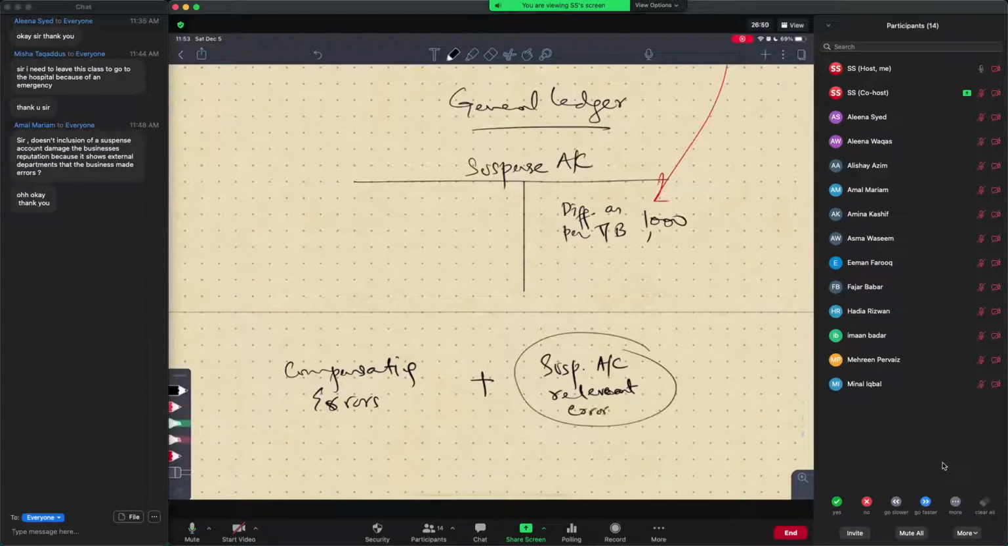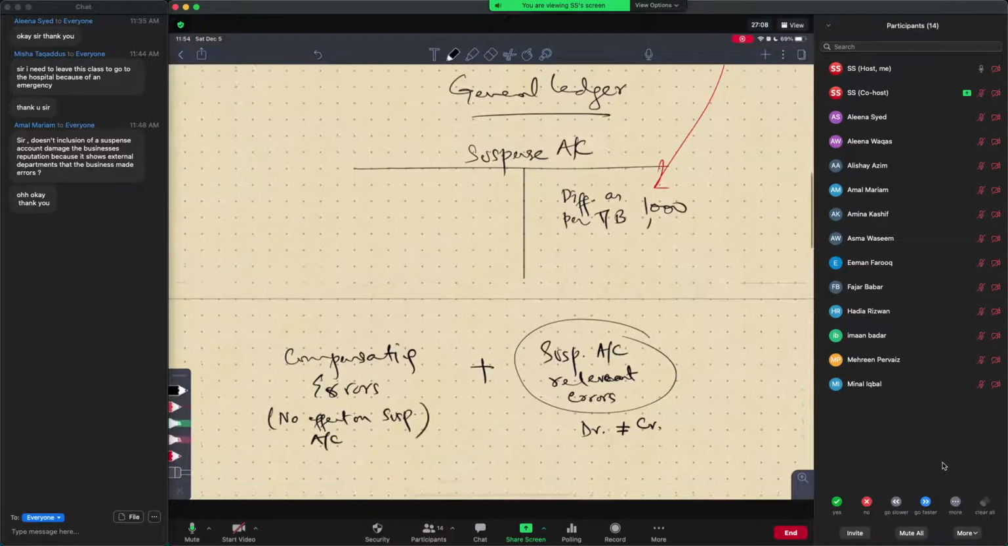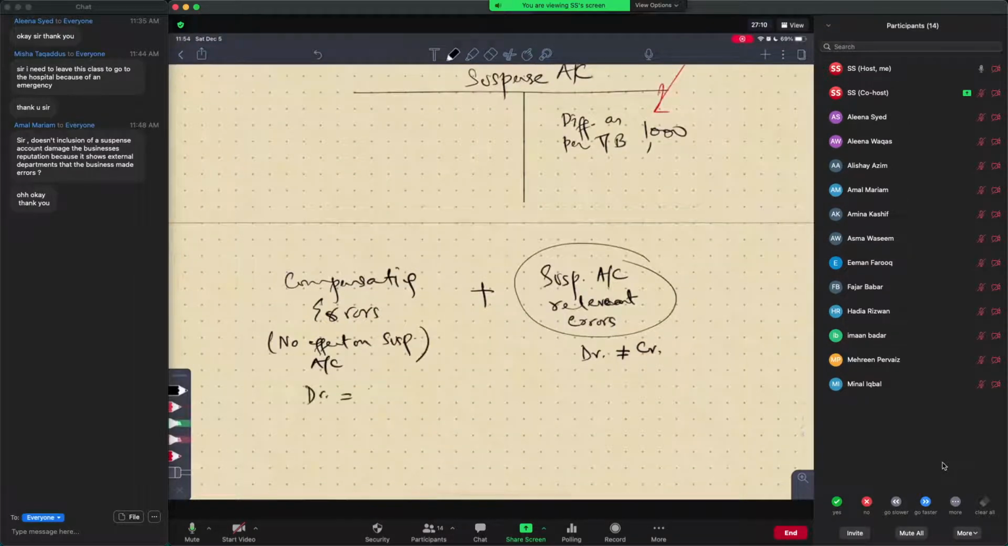एंड सस्पेंस अकाउंट रेलेवेंट एरर्स कौन से हैं? जहाँ पे डेबिट और क्रेडिट वायलेशन हो गई हुई है, जहाँ पे डेबिट एक्सीड कर गया क्रेडिट से या वाइस वर्सा. A compensating error will have no effect on the suspense account. Why is that? Because compensating errors में हमेशा debit is always equal to the credit.